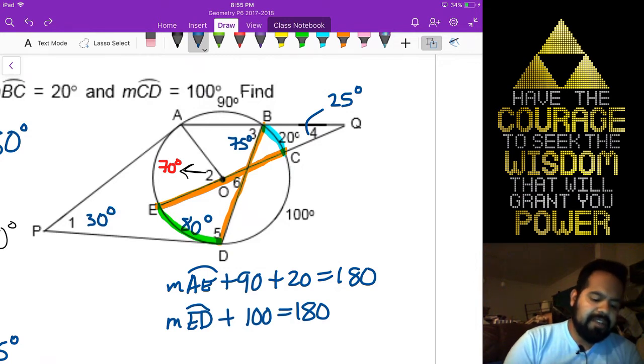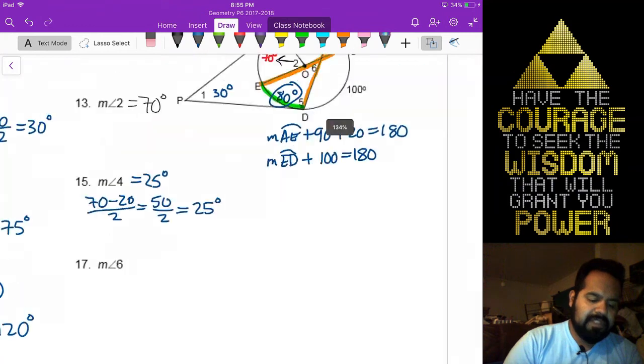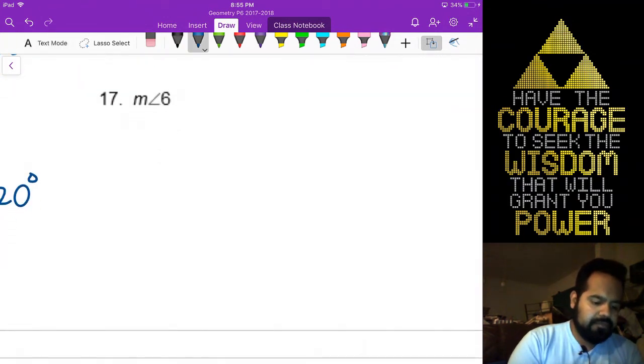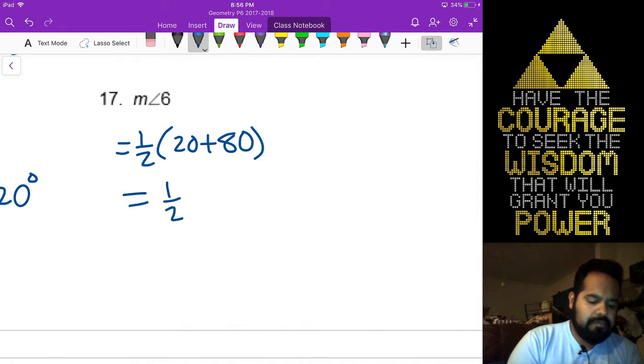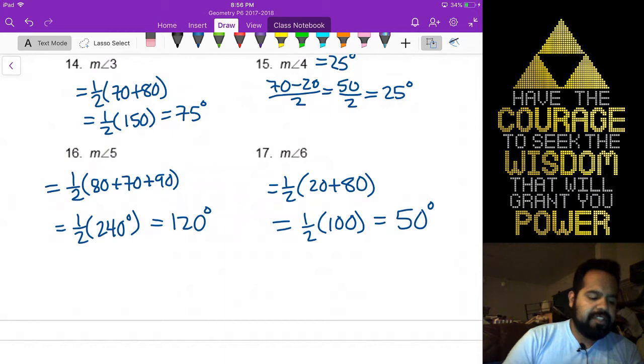So here's the formula we're going to use. We're going to say this plus this divided by 2 equals angle 6. 20 and 80. And so there you have it, Riley. That is our solution for finding angles 16 and 17.